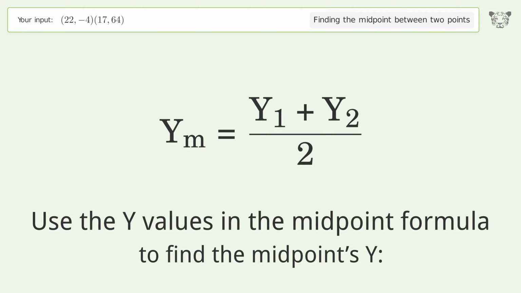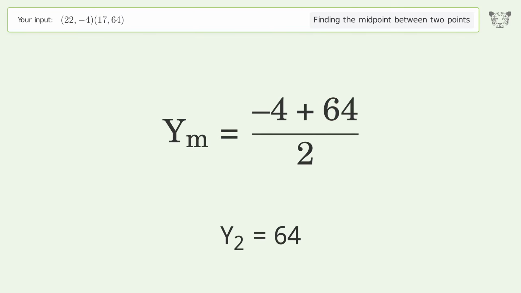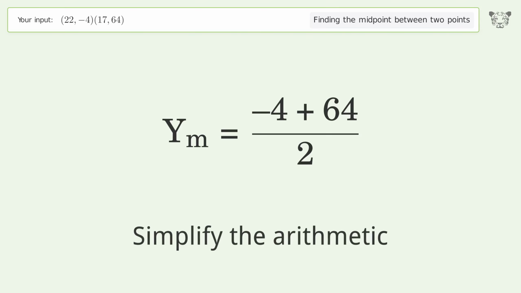Use the y values in the midpoint formula to find the midpoint's y. y1 equals -4. y2 equals 64. Simplify the arithmetic.